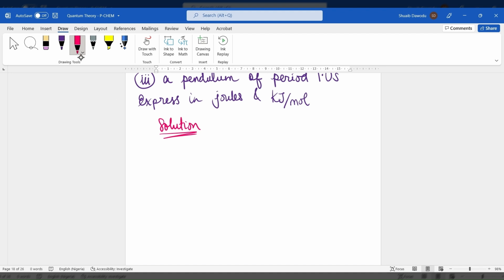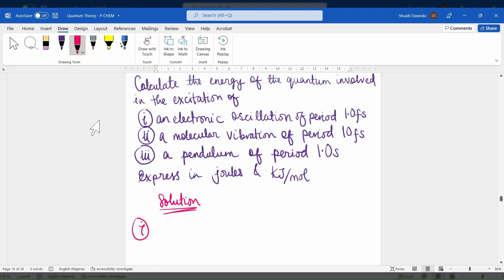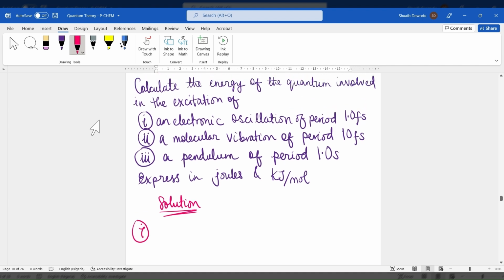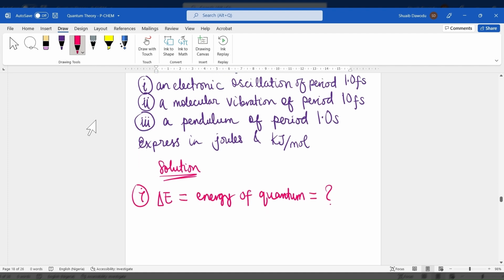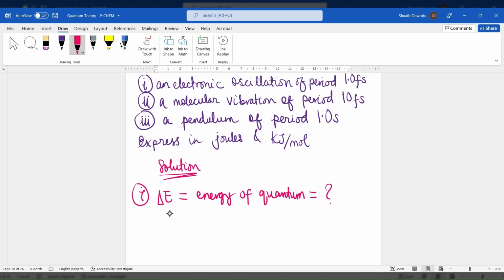So the first thing I want to mention is that I'm going to start with question one, where we're told to calculate the energy of quantum. So this change in E is going to stand for the energy of quantum. And that is what we are asked to look for. It's an unknown. And we have an electronic oscillation of period 1.0 fs. So period, which we denote as T. Okay, so period is T, not temperature T.